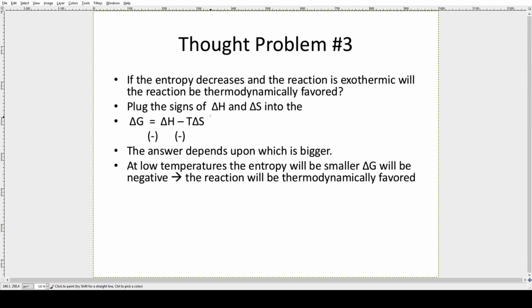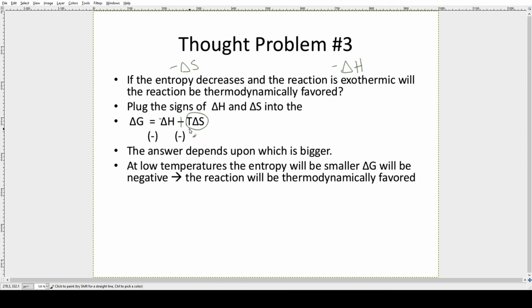Okay, if the entropy decreases, so the delta S is what? Negative. And the reaction is exothermic, so delta H is what? Also negative. So will it be thermodynamically favored? Plug in the signs. If I have a negative delta H as well as a negative delta S, well, again, this one's going to depend on which one is larger. Because if I plug in my negative delta S, that turns this into a plus sign over here. A negative times a negative. And then it just depends on how large this chunk is compared to the negative delta H.